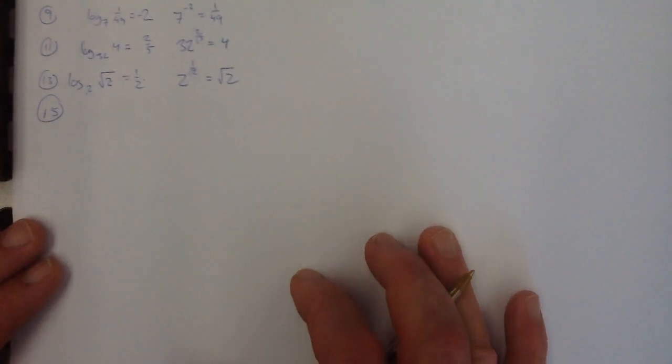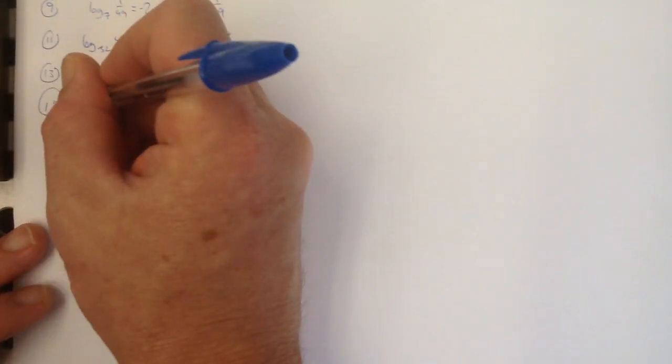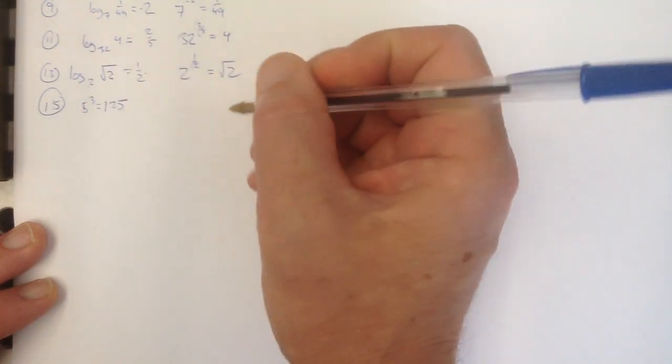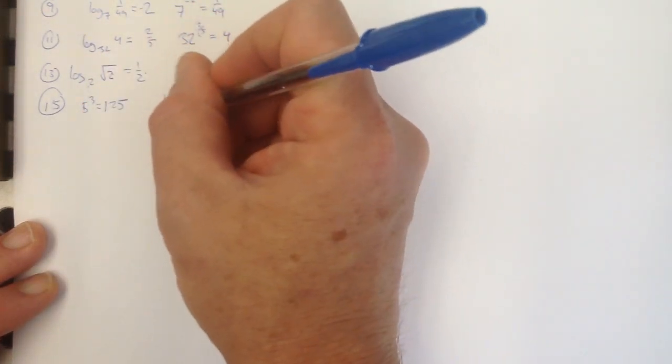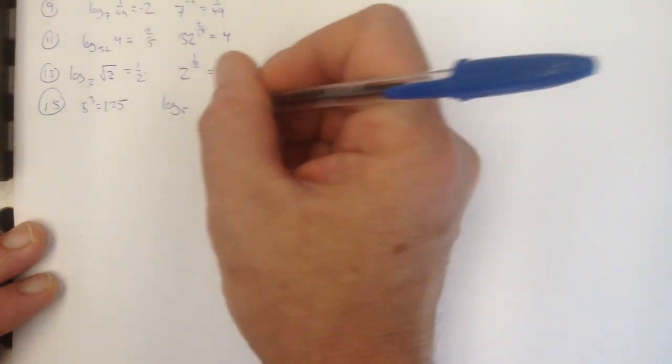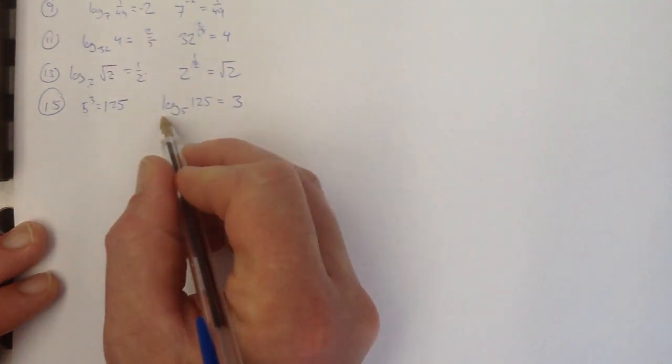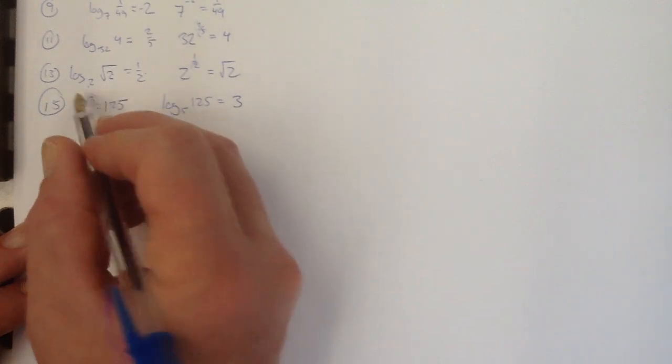15, going the other direction. 5 to the third is equal to 125. That's true. Can we write it as a logarithm? Log base 5 of 125 equals 3. The logarithm is the exponent.